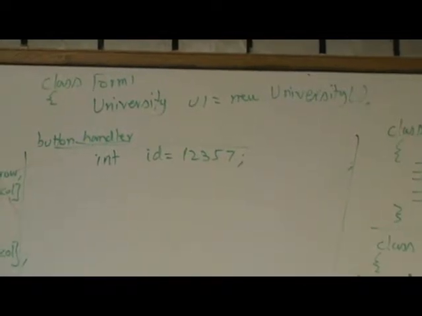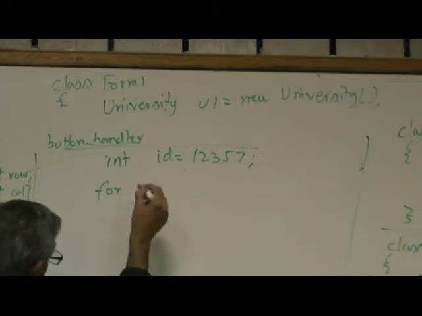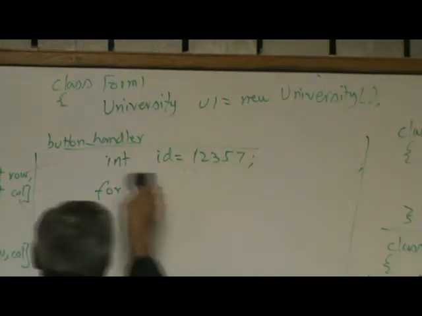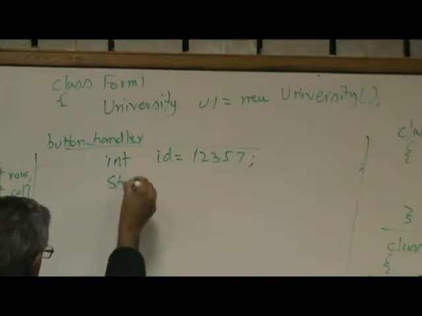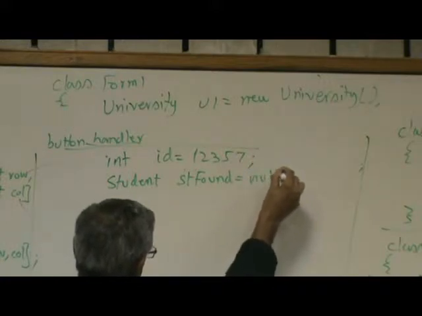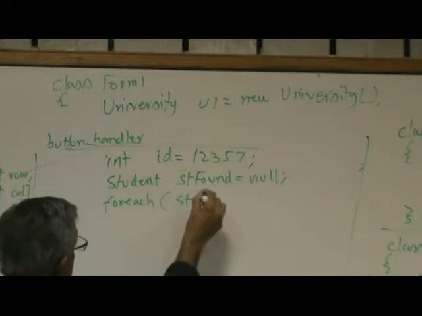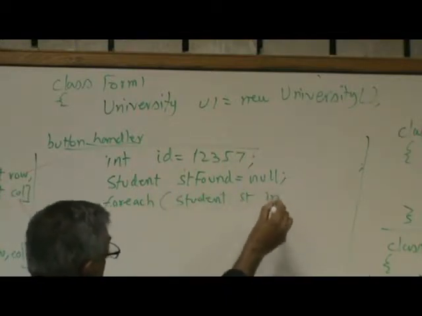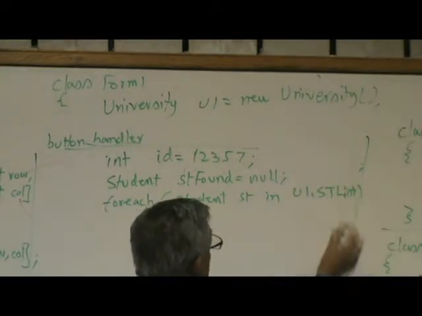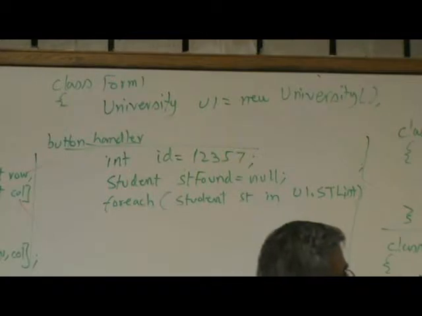Suppose this is the student we wanted to search for. There's a couple of ways of doing it. One possibility is, we say student st found equal to null, and then for each student st in u1.st list. So through the u1 object, which is our university object, we will loop through this st list, right?